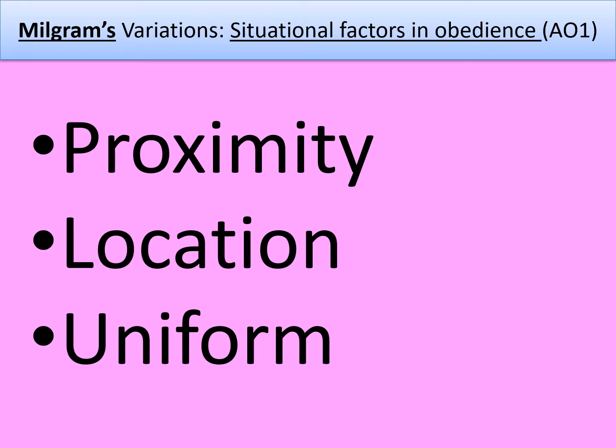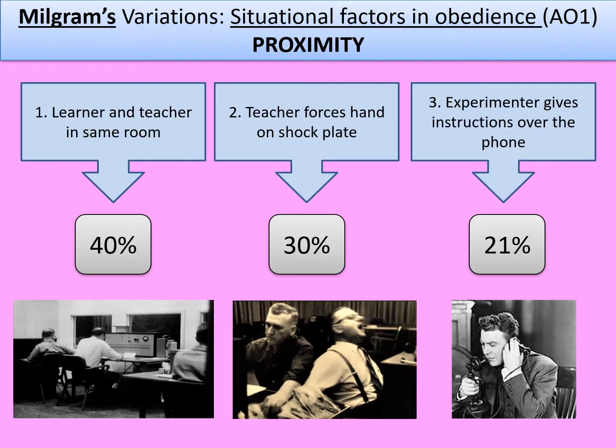So the main crux really of this part of the spec are the situational factors. And so the three, although Milgram did 18 variations, the three that are named in the spec are proximity, location and uniform. And so we'll look at each of those. The first one is proximity. Now this is a bit mean because there's actually 3 proximity variations that you need to know. And remember that every time we look at a variation, we are comparing that variation to the original 65% of people who obeyed in the first experiment.